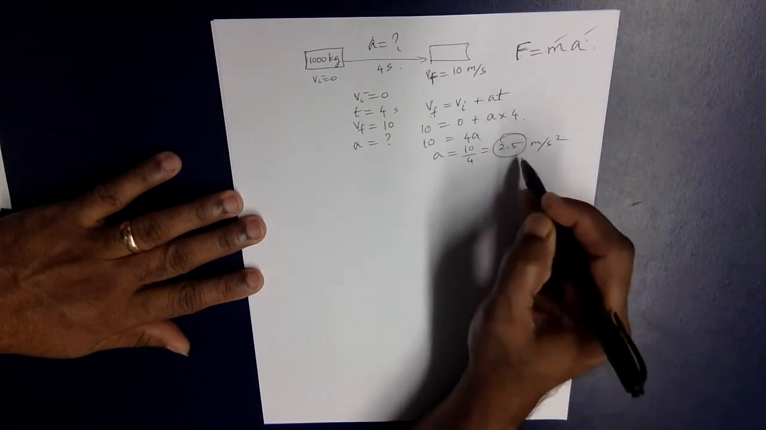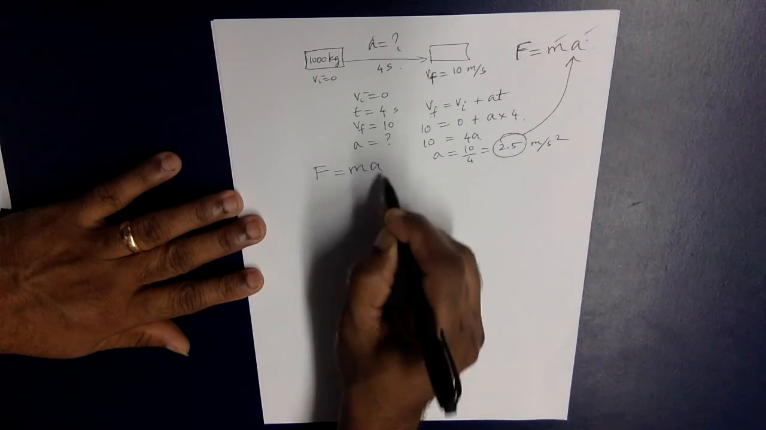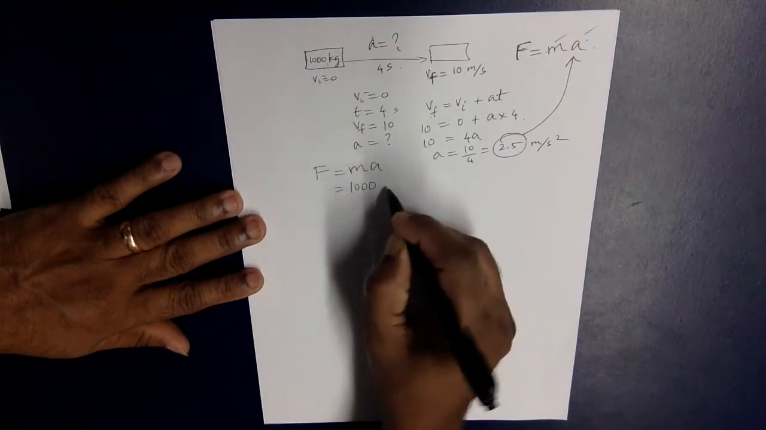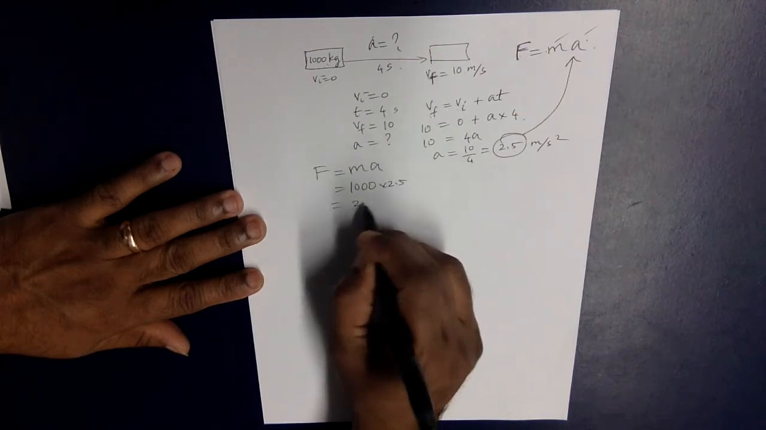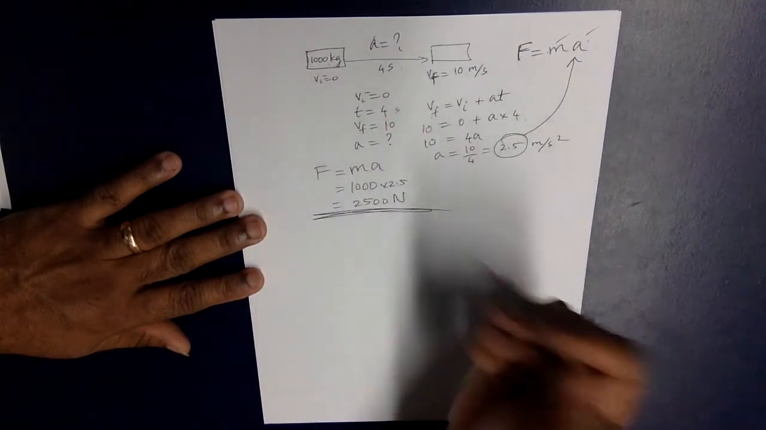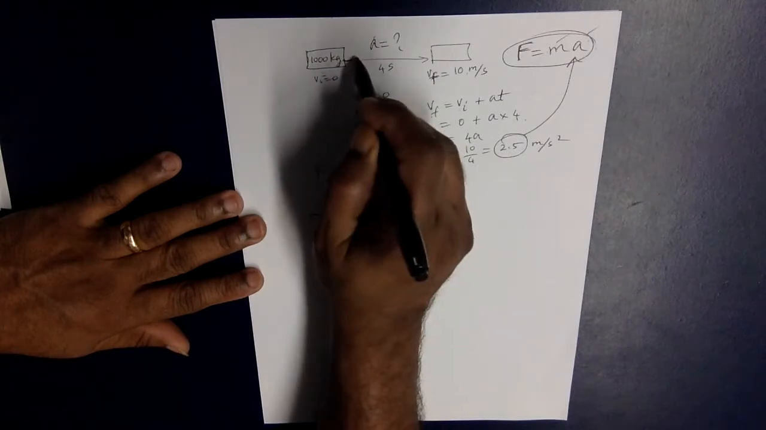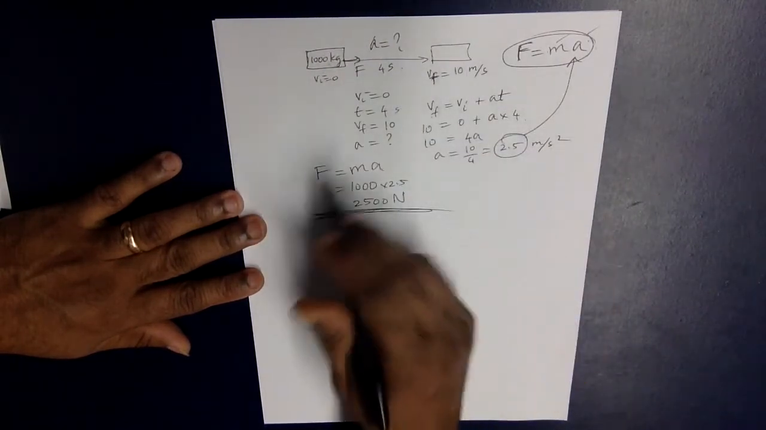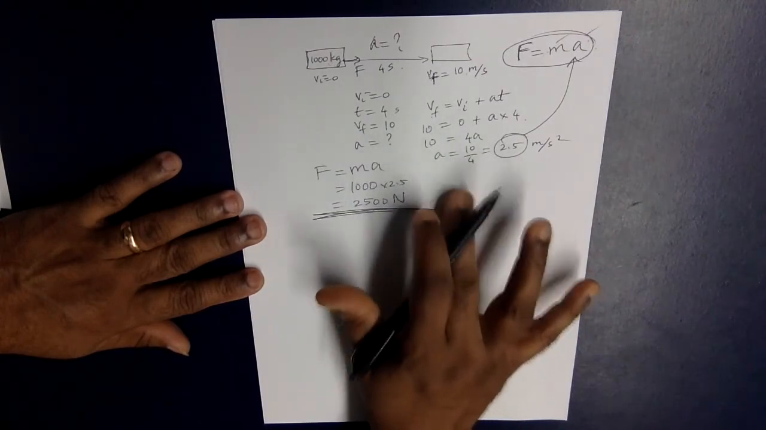So once you have the acceleration, plug it in. So we have F is equal to ma. m is 1000, so we have 1000 times 2.5, and the answer is 2,500 newtons. So the force that drives this forward is 2,500 newtons. You saw how this is done? You should be able to solve in this manner.